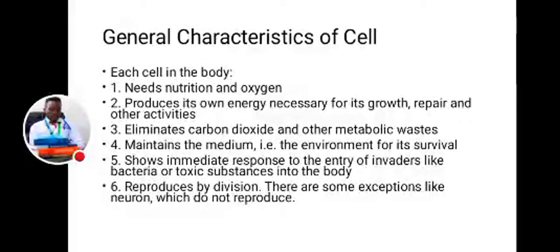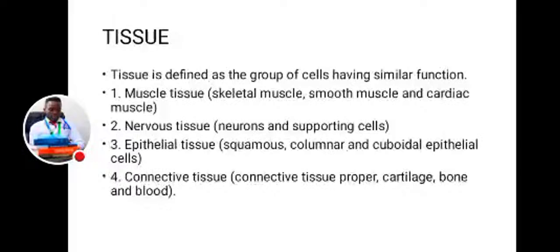Then sixth, it also reproduces by division. There are some exceptions, like neurons, which do not reproduce. Remember, neurons do not undergo cell division. So these are the characteristics of the cells.